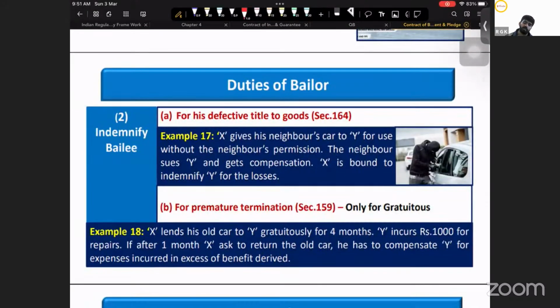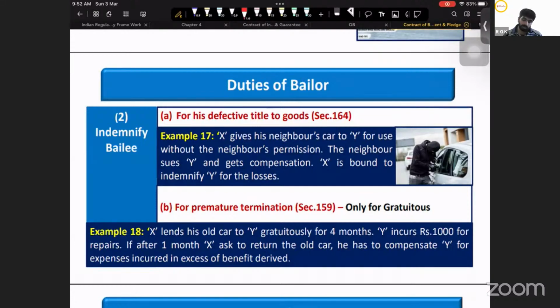Next, indemnity: indemnifying the bailor and indemnifying the bailee, where the bailor does not have title for the goods. The bailor is not the owner of the goods. Without having proper title, the bailor bails out the goods.